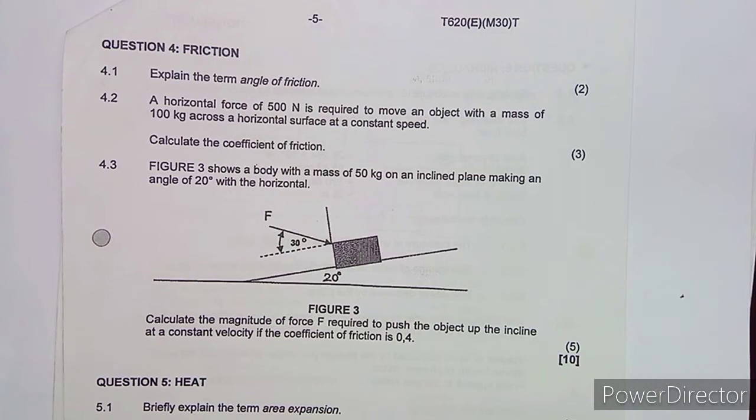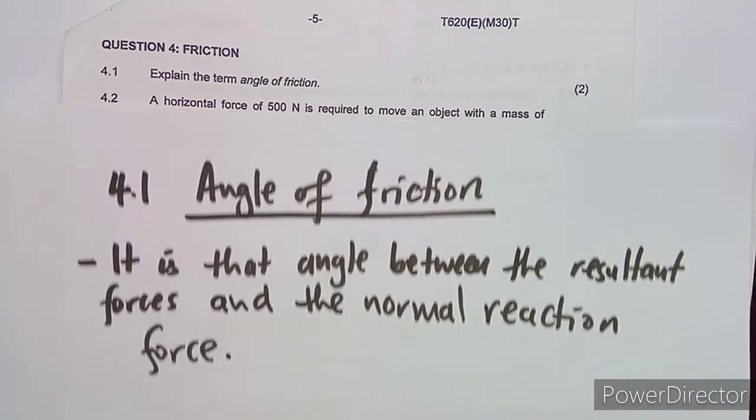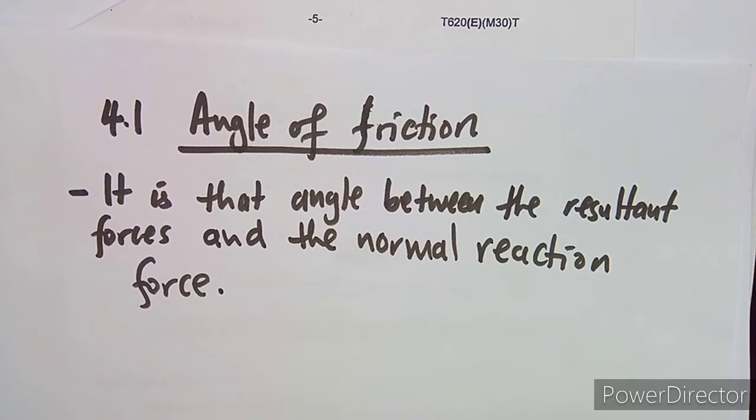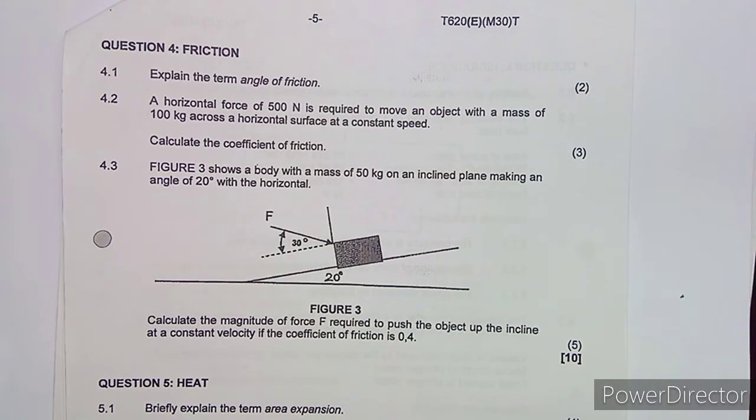So let us quickly rush through the questions that we are given. The first part is to explain the term angle of friction. That is question 4.1 and we've got 2 marks for that. We can explain the angle of friction as the angle between the resultant force and the normal reaction force. So that is the angle that you find between the resultant force and the normal reaction force. That was worth 2 marks, guys.